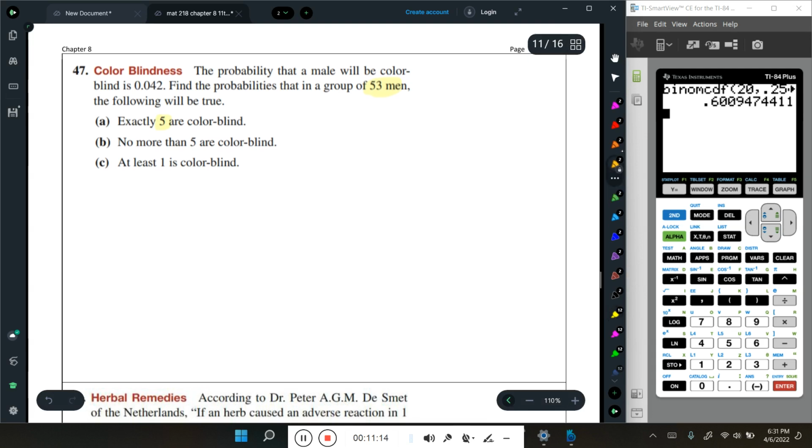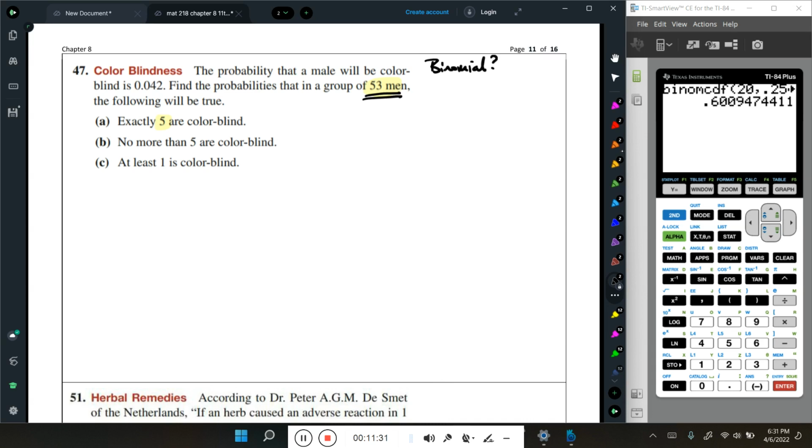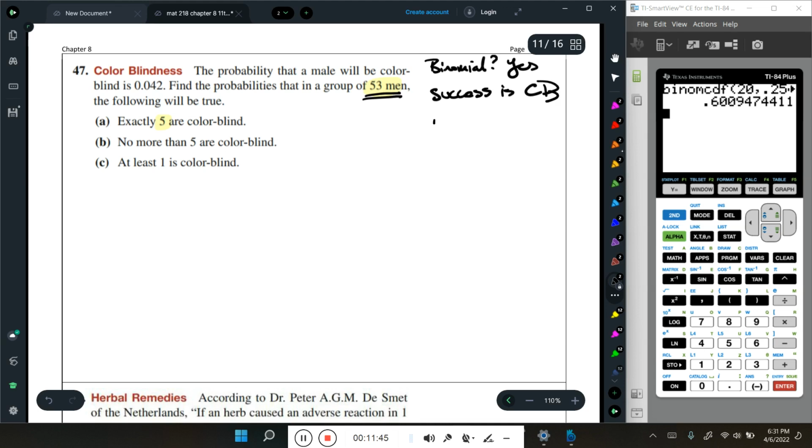Right? All right, so first things first, I go back to the beginning. Is this binomial? Am I doing the same thing over and over again? Well, it looks like I'm walking up to 53 men and I'm saying, are you colorblind? The answers are yes or no, 2 options. We're defining success to be colorblind, so yes, it is binomial. Success is that you're, I'm just going to use CB for colorblind. The probability of success is 0.042.